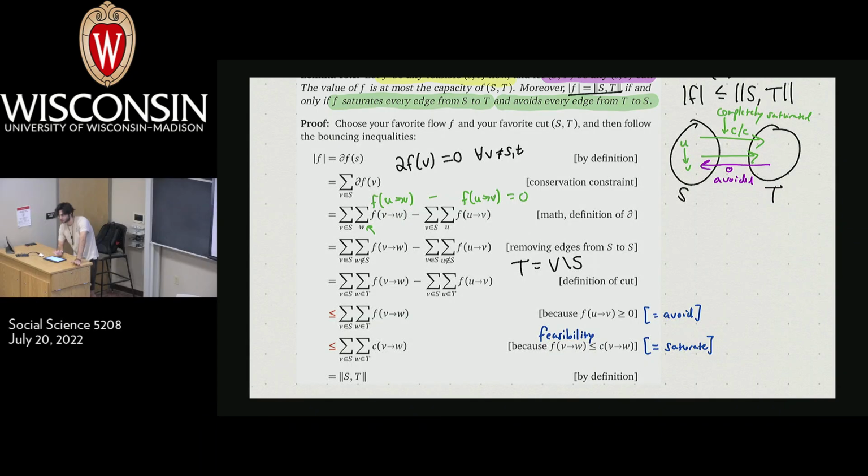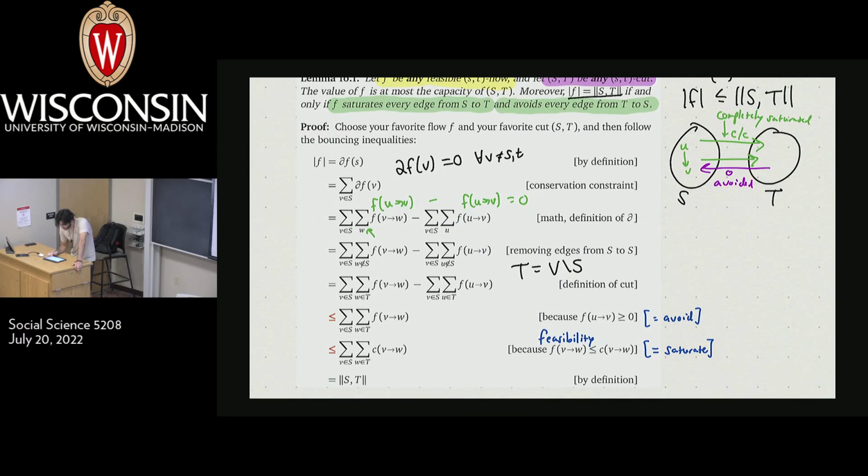Okay, any questions so far? So far the only important part has been this line, where we've actually used conservation. The rest is just algebra. Okay, so the next part, remember, flow values are always non-negative if they're feasible, and we're assuming that F here is feasible. And so this sum is just a negative number. So we can just remove it to get an upper bound. So we're dropping negative terms to get an upper bound.